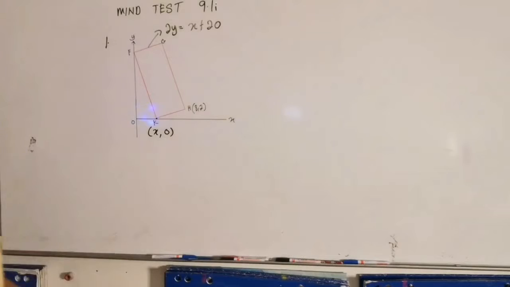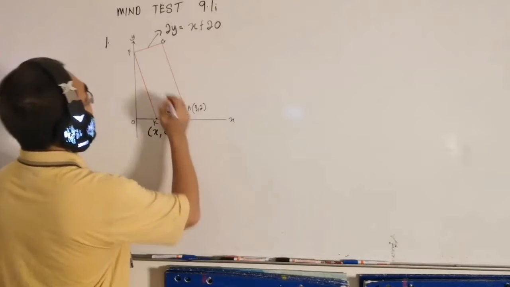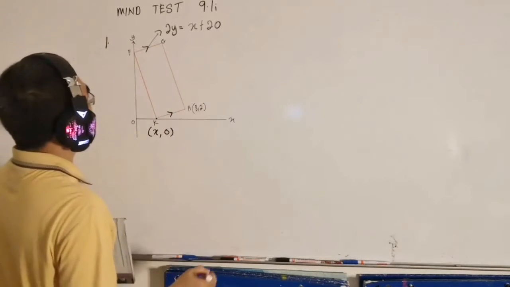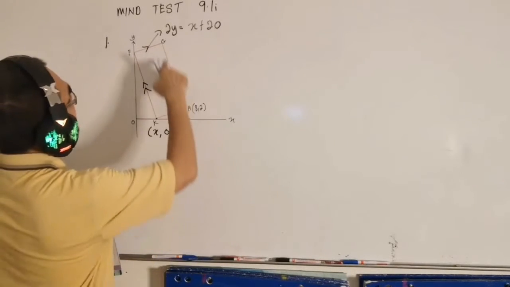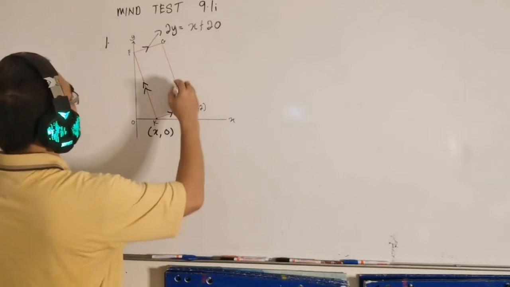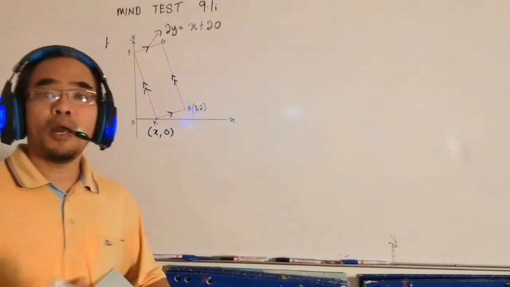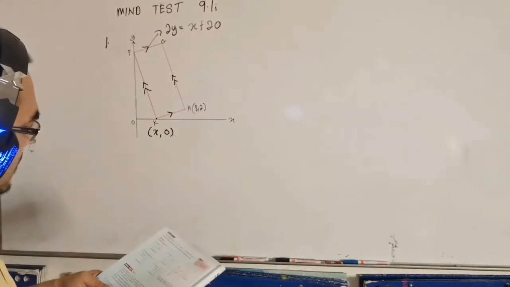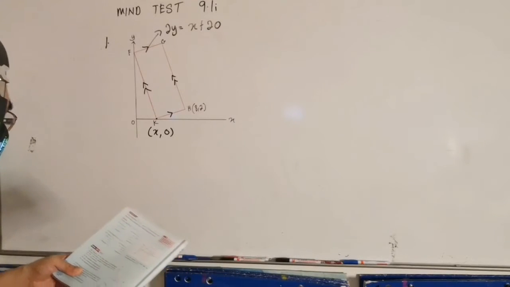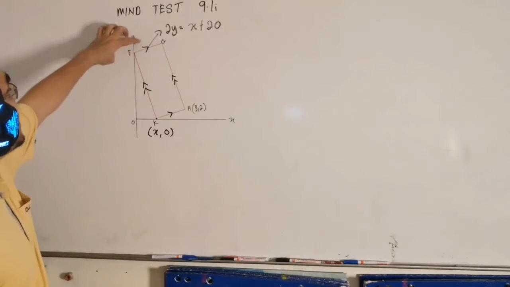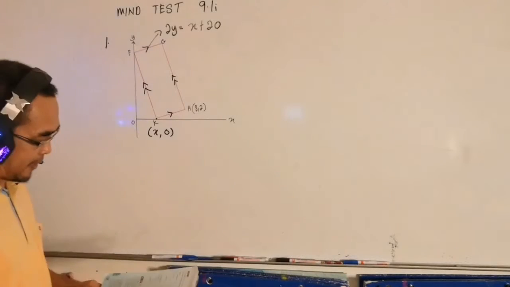What we have to notice about a parallelogram is that KH is parallel to FG, and KF is parallel to HG. Those are the properties of a parallelogram. The equation of this line FG is 2y equals x plus 20. I noted here that the equation of FG is 2y equals x plus 20.